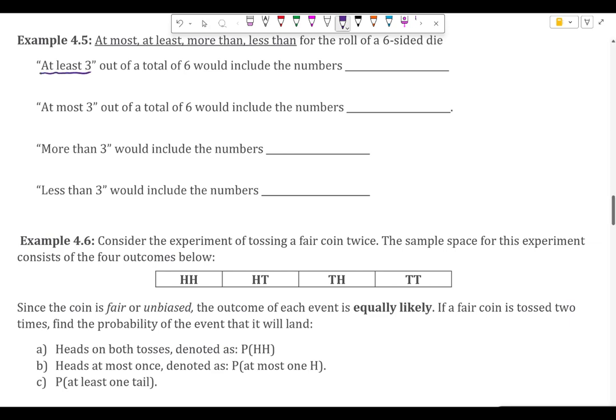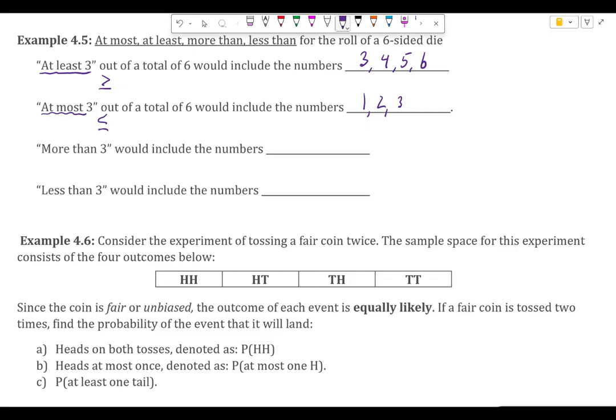At least 3 means that 3 is the smallest number it could be in the set. So this would be the numbers 3, 4, 5, and 6. So at least 3 is like greater than or equal to, because 3 is the least or the smallest value it could be. At most 3 out of a total of 6 would include the numbers. Well, let's talk about at most. At most means that 3 is the highest value it could be. So if 3 is the highest value that it could be, it would be 1, 2, or 3 for our outcomes. And this symbol is like the less than or equal to symbol.